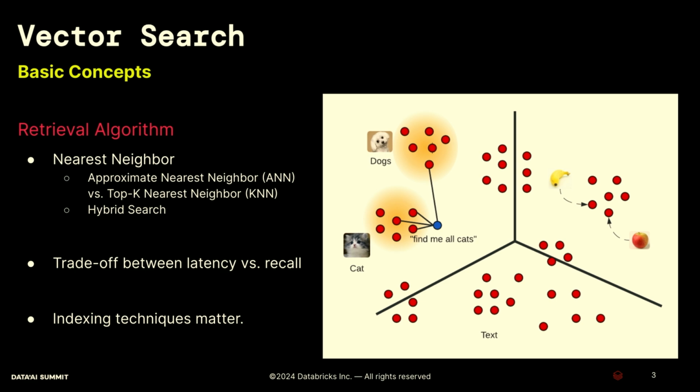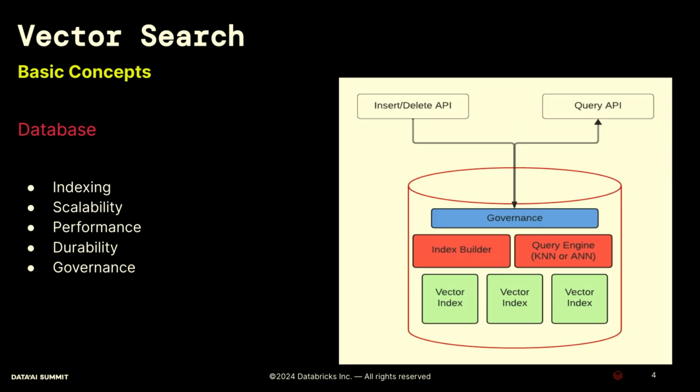And when you're doing this search, when you're doing this nearest neighbor search, indexing techniques really matter. So you may have heard of terms like HNSW or IVF, and I'll talk about it a little bit later in the talk. But these techniques are really important because they are what decide how efficient it is for you to do this search.